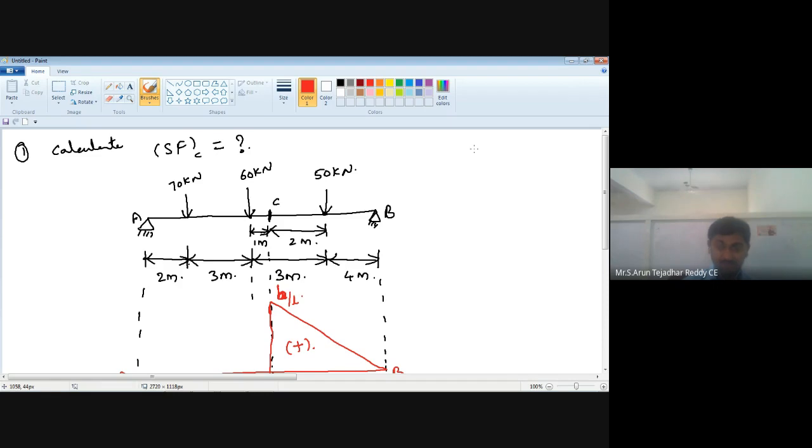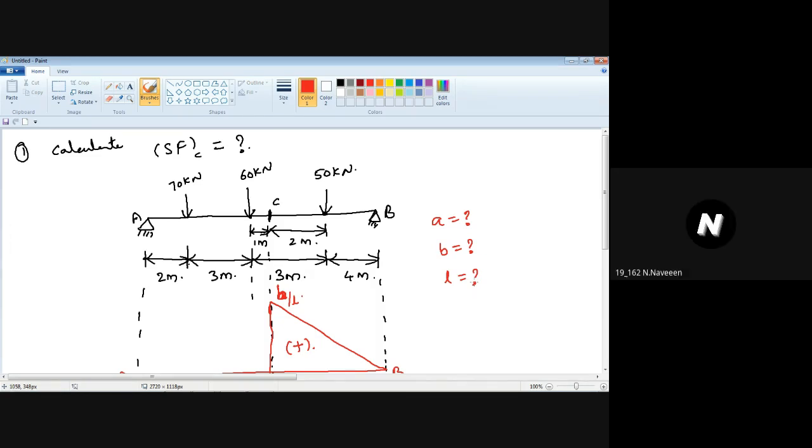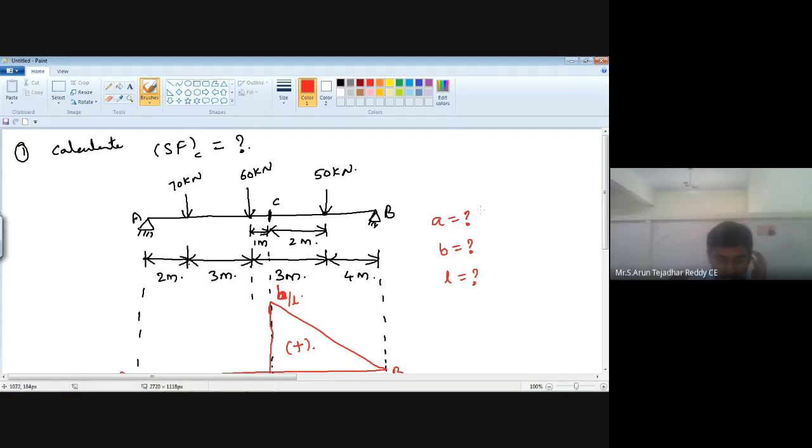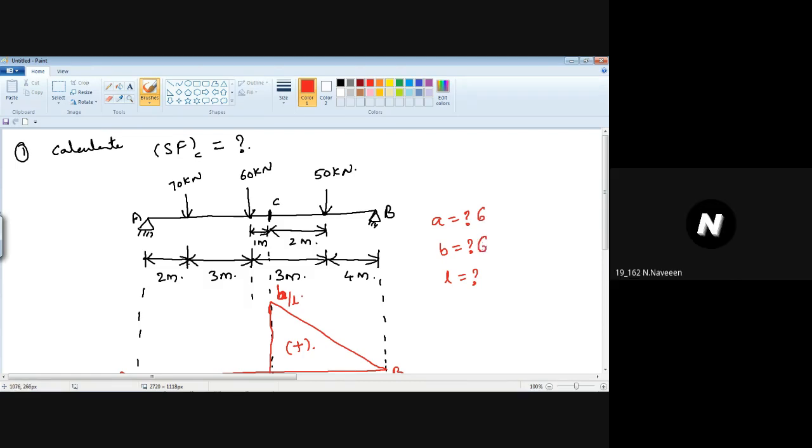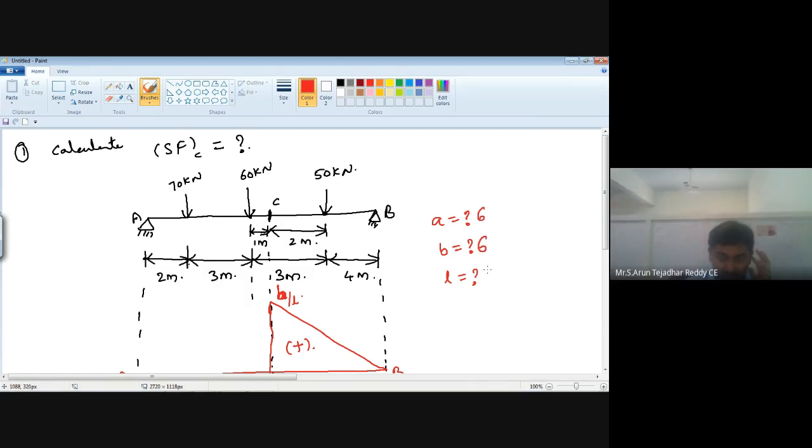Can anyone tell me the values of A and B? A is equal to question mark. B is equal to question mark. L is equal to question mark. Can anyone please? A equals 6, B equals 6. Yes, exactly. A is equal to 6 meter span. B is equal to 6. L is equal to 12.